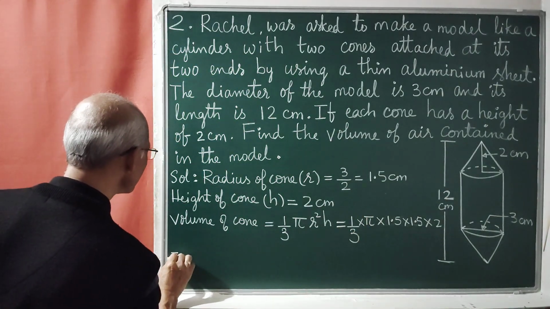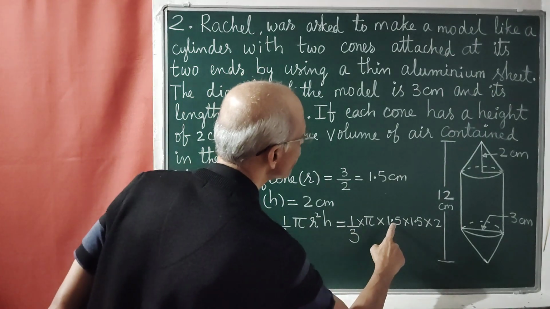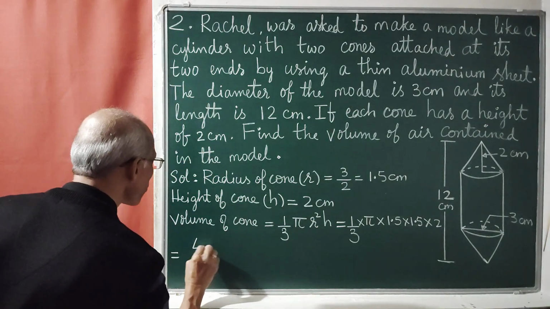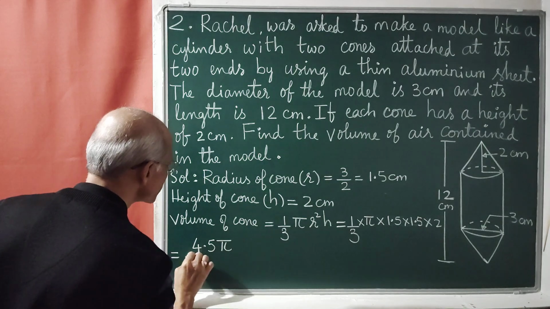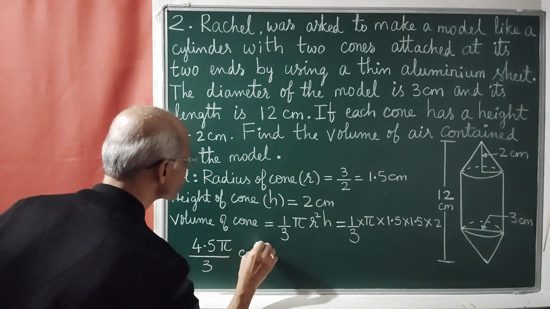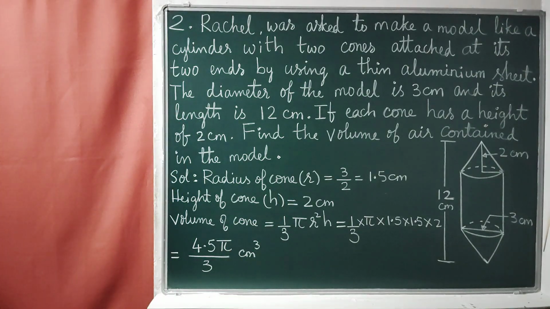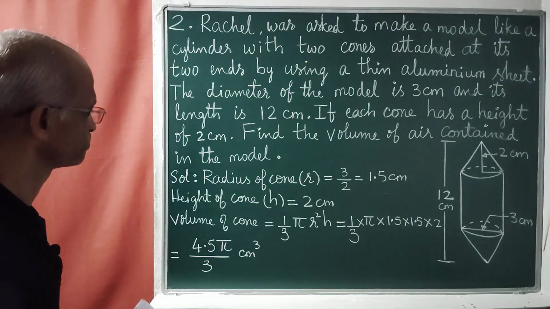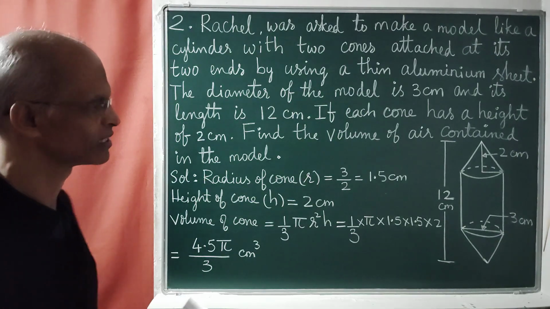Now it will be equal to, if you multiply 1.5 and 1.5 into 2, 4.5 pi by 3. This is centimeter cube, volume of the cone. The volume of the cone is 4.5 pi by 3. Now we'll find out the volume of the cylinder.